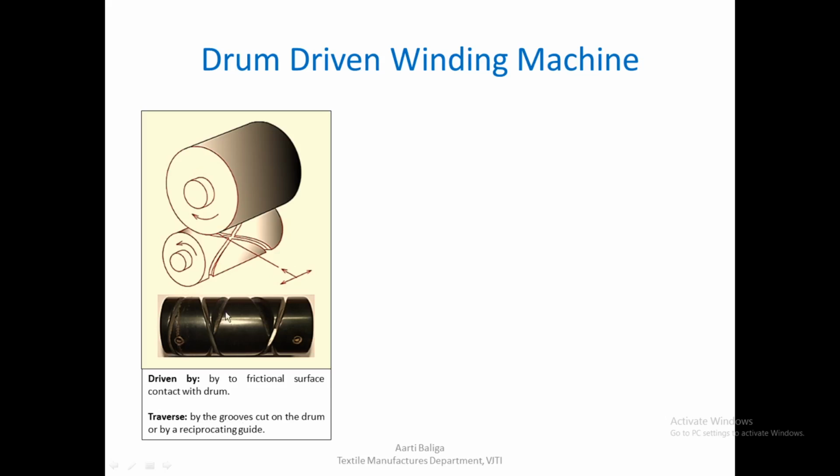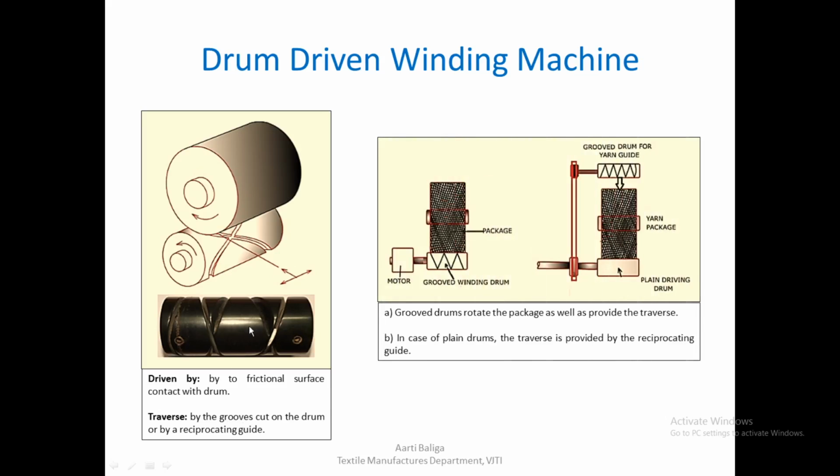Now again, there could be two types in this. One is where the package is in contact with a grooved drum, or the second kind of drum driven machine could be where it is in contact with a plain driving drum, and the traverse is provided by a separate mechanism. So in the first case, the grooved drum rotates the package as well as provides the traverse, and in the second case B, in case of a plain drum, the traverse is provided by the reciprocating guide, which is shown here.